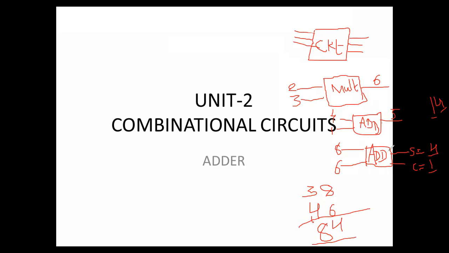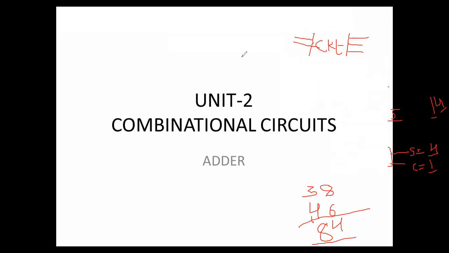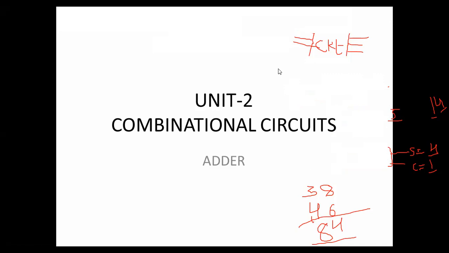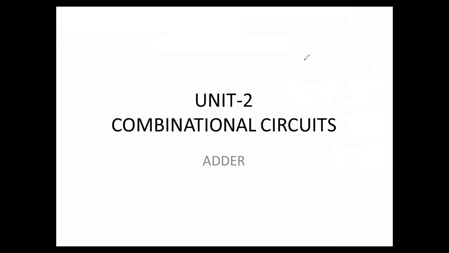Like this, if the present output depends on the present input, then that circuit is called a combinational circuit. Like that, the subtractor also. If you are giving two inputs to the subtractor circuit, then we are getting the difference and borrow. Difference and borrow are the outputs.